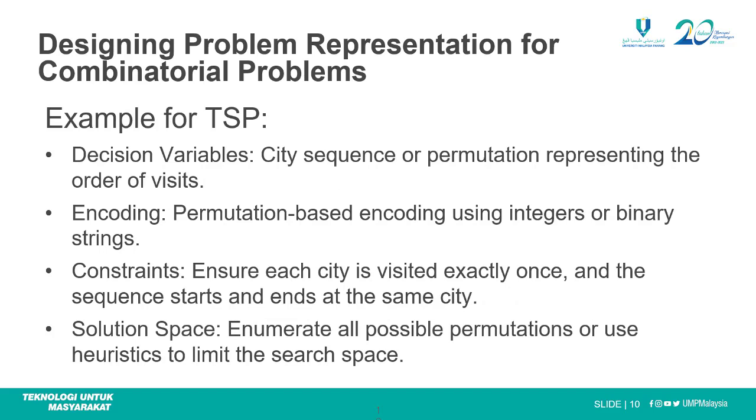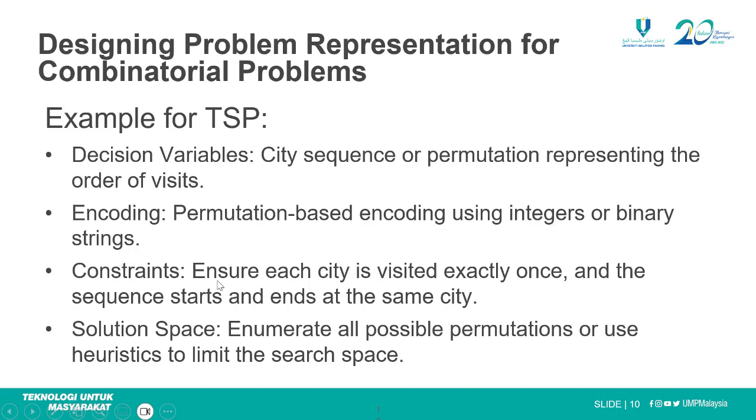For example, for the TSP, or traveling salesman problem, the decision variable is the sequence of the cities, or a permutation representing the order in which we visit the cities. So this is the decision variable. When the sequence is changed, our route distance, or our objective function, will also change. Then encoding: we encode using permutation-based encoding, using integer or binary strings.